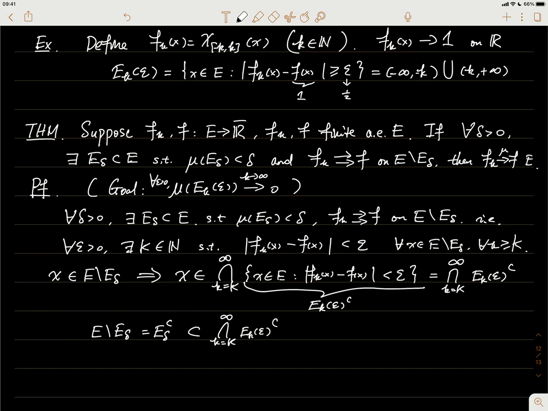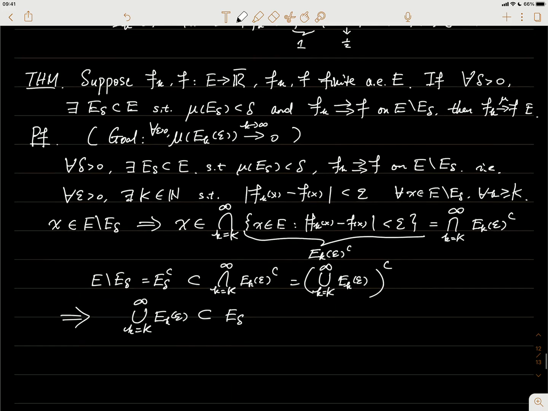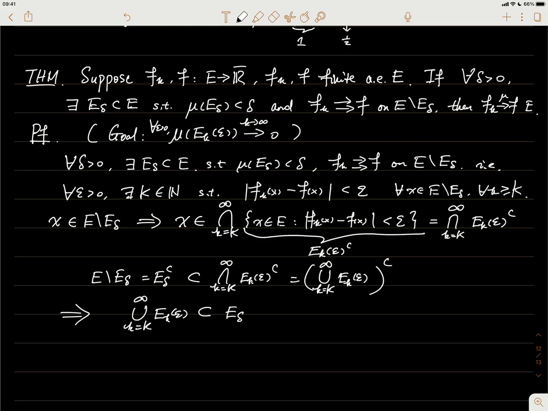Well, if we take a complement on both sides, by De Morgan's law, I'll have the union of the Ek epsilon is a subset of E delta, right? Because this right-hand side, if we use De Morgan's law, is just the Ek epsilon and then complement. So when I take the complement on both sides, I will just get this. Okay, so from here, the things become easier because of this inclusion. I know that the measure, I don't even need the union of them, I just need one of them. The Ek epsilon is going to be less than or equal to the measure of the union of Ek epsilon.